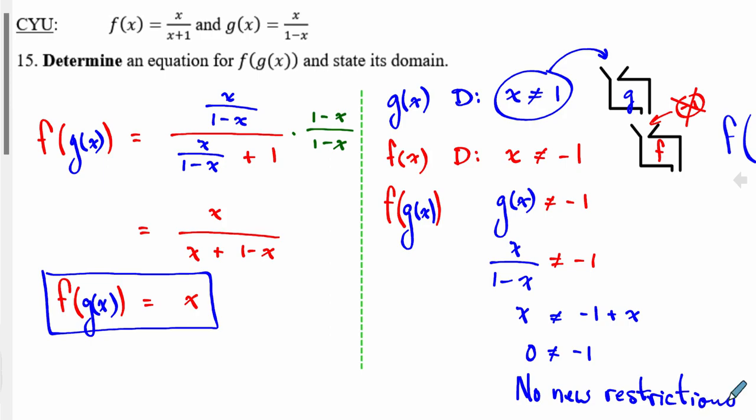So the only restriction that I have is this restriction, where x can't equal +1. So for this composition of functions, I will have the restriction or the domain that x cannot equal +1. And that's it for restrictions.